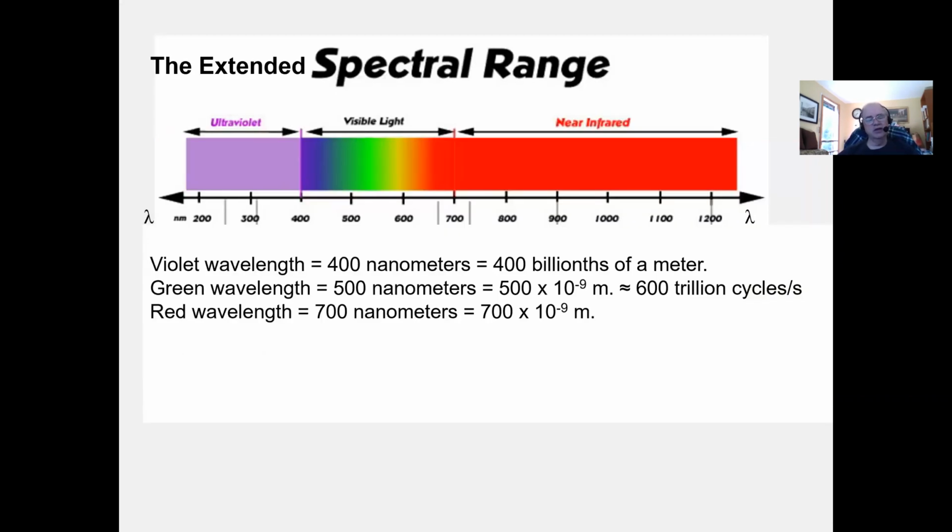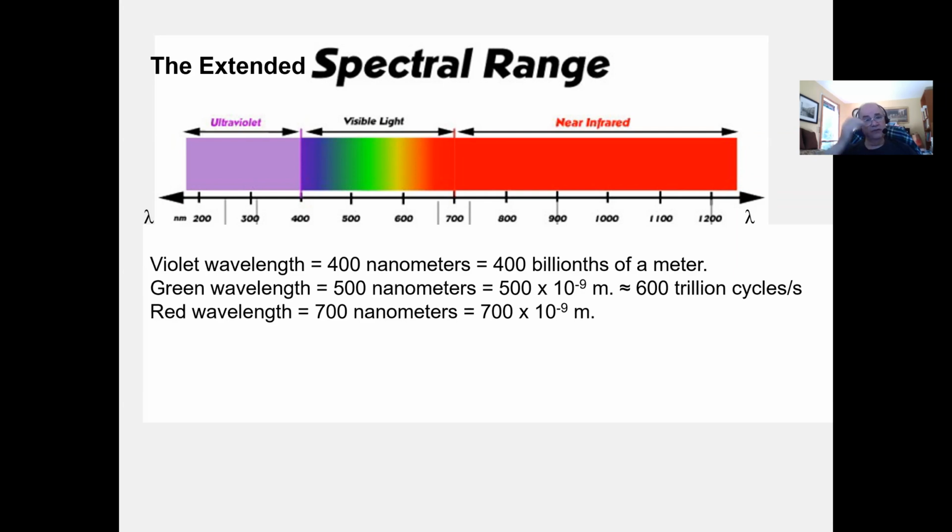Around the same year that Young established the wave model, we now begin to understand that the wavelengths of light are beyond just the visible spectrum that we see. Visible light begins in the violet at 400 nanometers. That's 400 billionths of a meter. Yeah, you heard that right. It's just a billionth of a meter. The wavelength here from crest to crest for visible light is very, very small. And it goes up to 700 nanometers, 700 billionths of a meter.